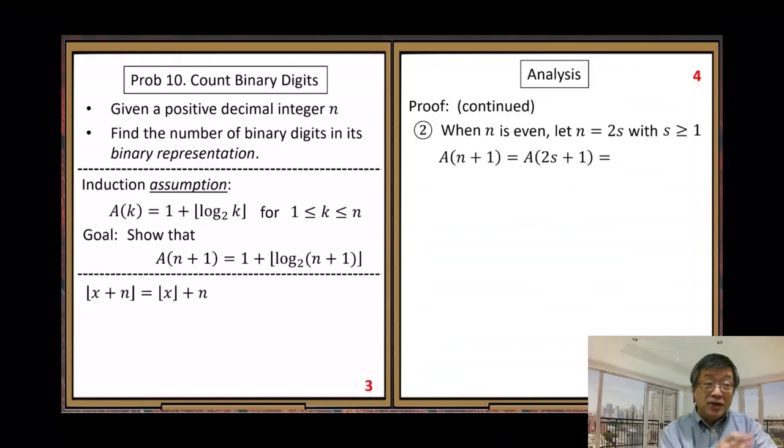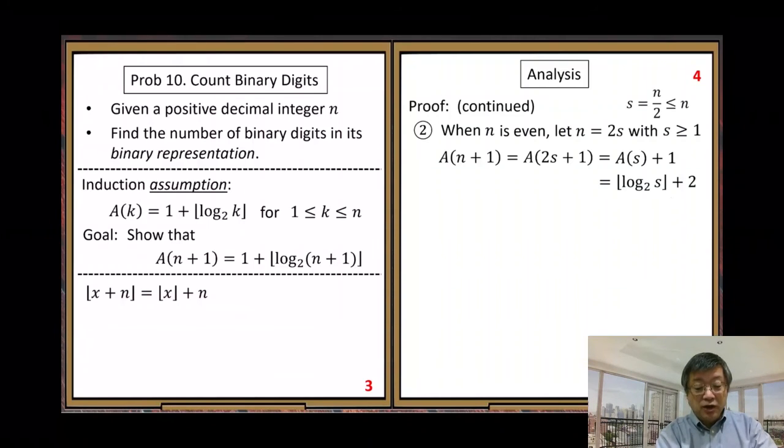Left-hand side, a of 2s plus 1, by the recurrence relation, floor function, so a of s plus 1. By induction assumption, we have this. And why can we use the induction assumption? Because s falls into the range we need, the range in our induction assumption. So we have it. That's the left-hand side. It looks pretty easy, right?